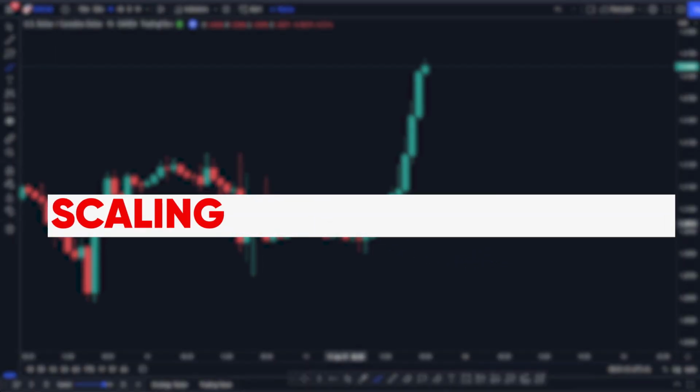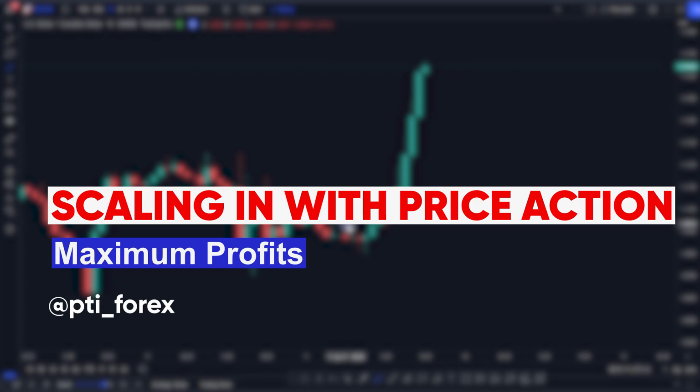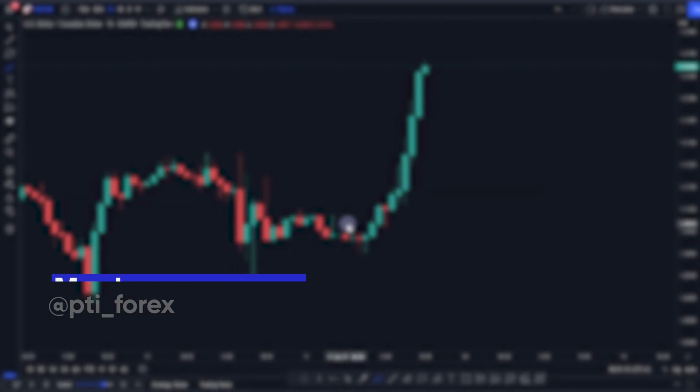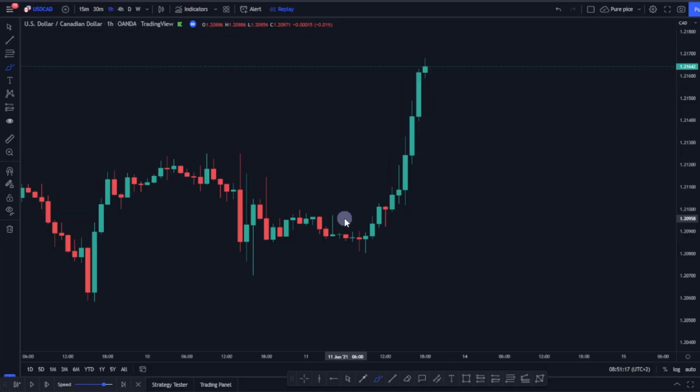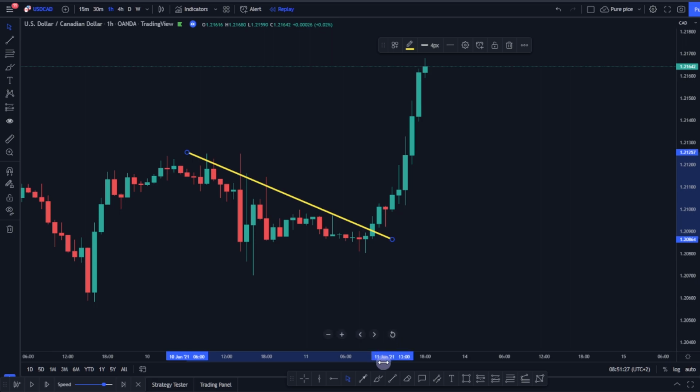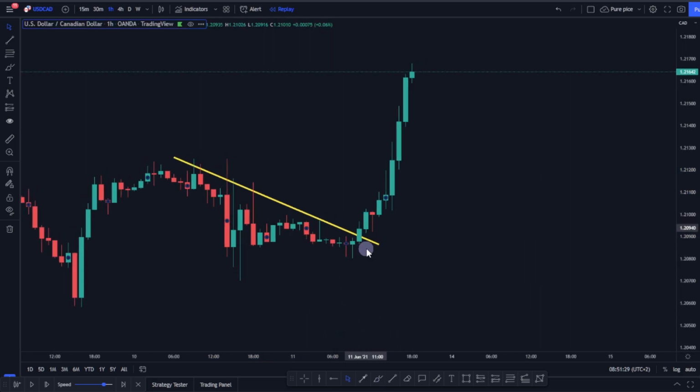So today I'm going to be speaking about the method that I use to increase my profits, which is scaling in. I'm going to share with you how to scale in your trade so that you get maximum returns from every position that you open. So let's say here you decide to just execute a buying trade after this minor breakout. Let's say you enter a buy.